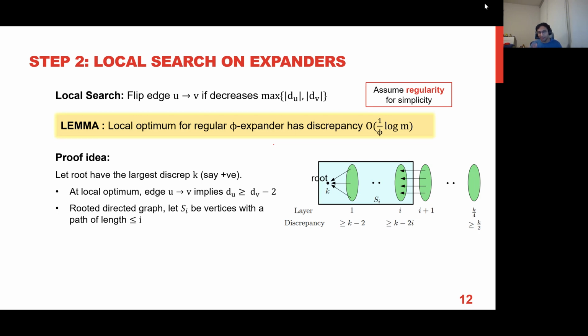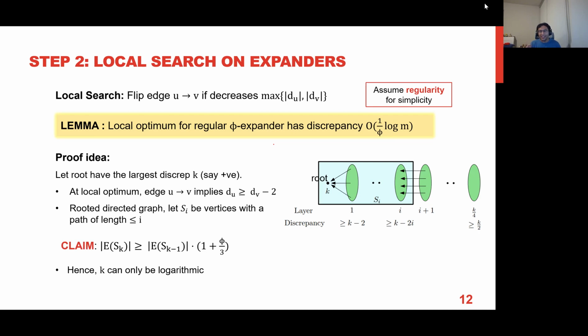And similarly, this is the first layer. Now, if I go 2 hops away from the root, then they should have a discrepancy of at least k-4, because otherwise, again, you would have flipped that edge from layer 1 to layer 2, and so on. The interesting power of expansion is the following claim.